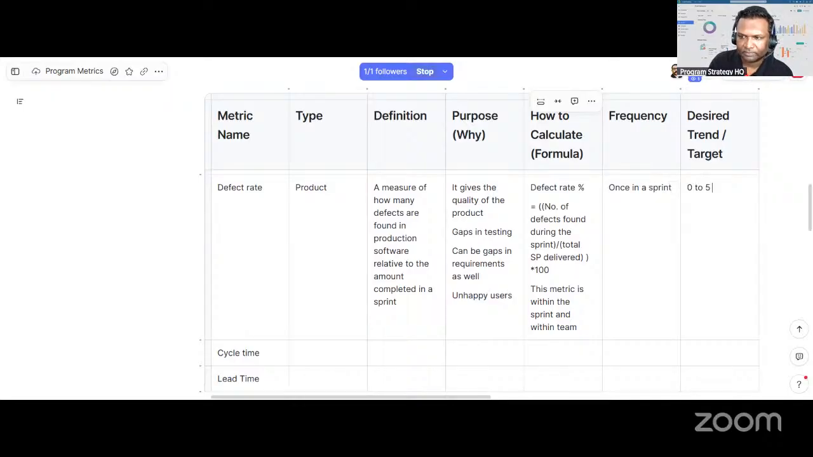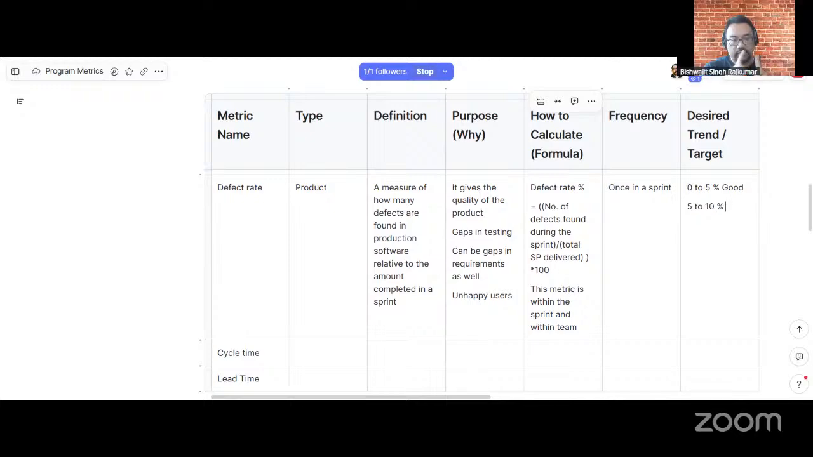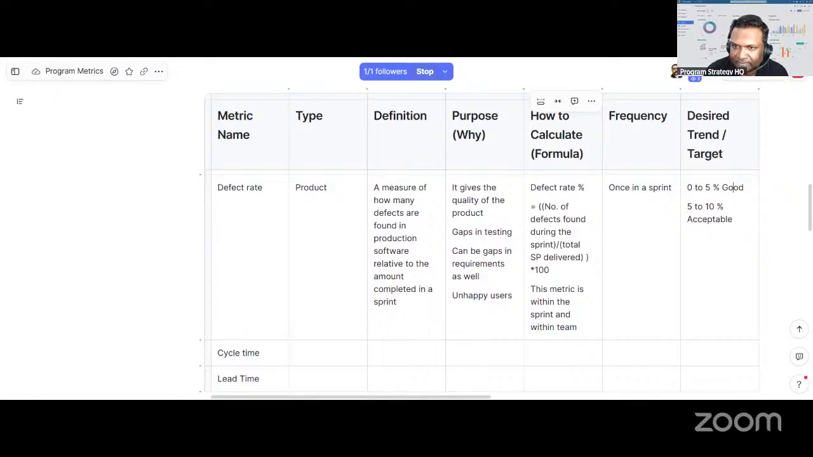0 to 5 good. I mean, if you segregate percentage-wise, anything within 0 to 5 is considered good. Good would be the wrong word. Acceptable. No, acceptable is 5 to 10%.